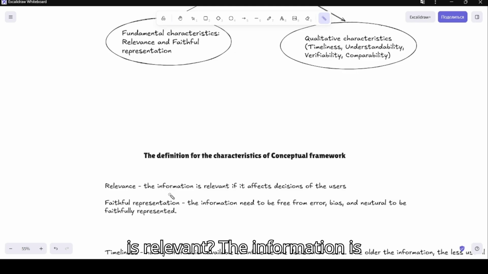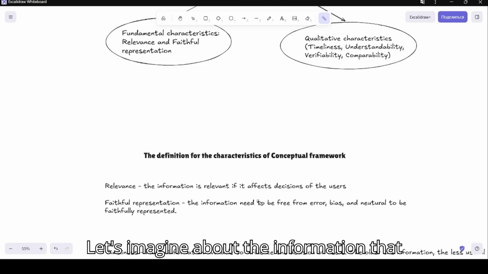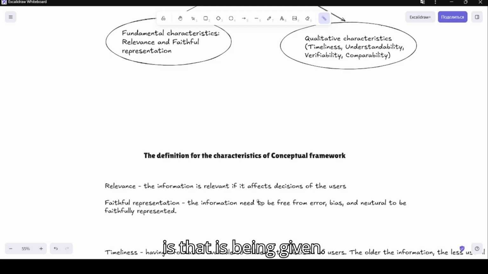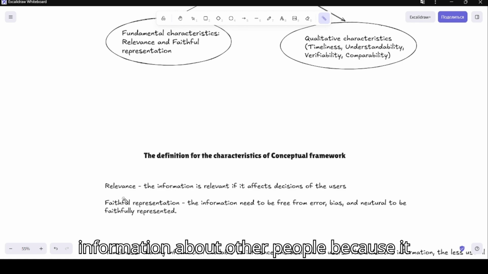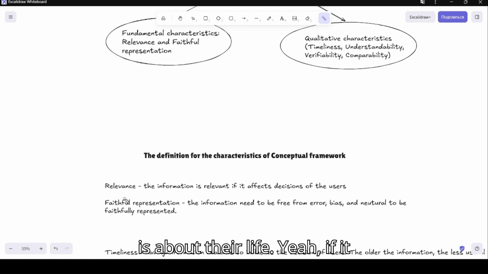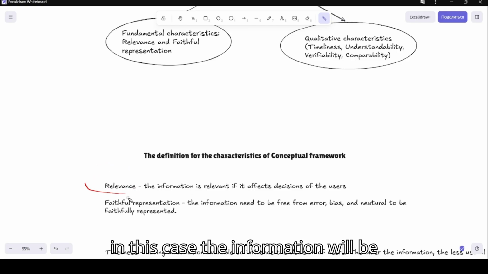First of all, relevance. What is relevant? The information is relevant if it affects the decision of the users. Let's imagine the information that is being given. It is relevant if it affects you or if it is about you, right? For example, we mostly don't care about the information about other people because it is about their life. If it is about our life, we care, and in this case the information will be relevant.